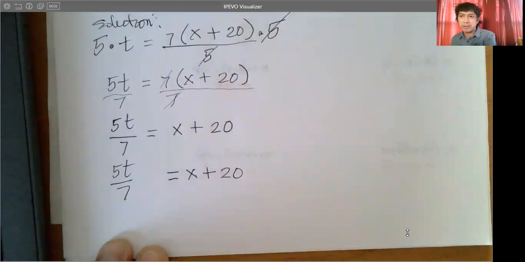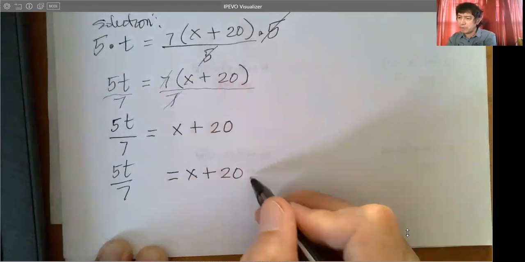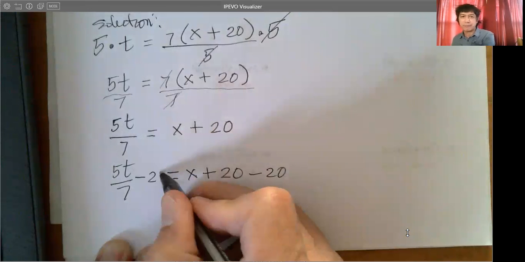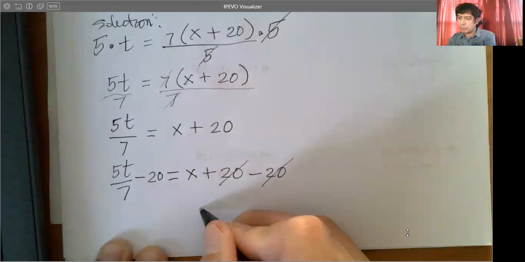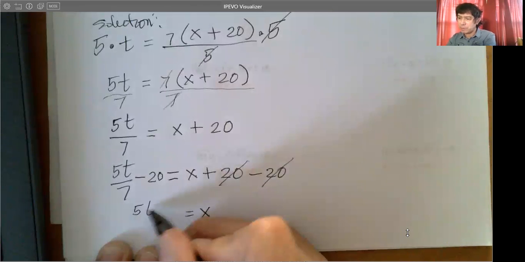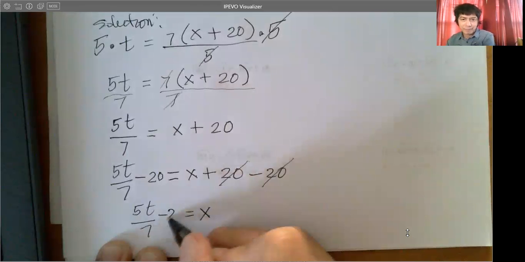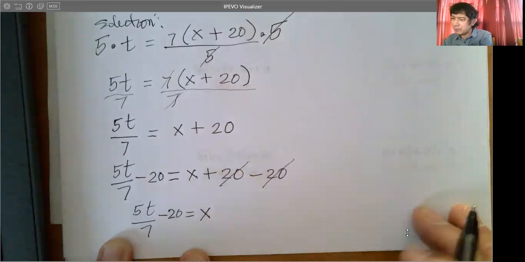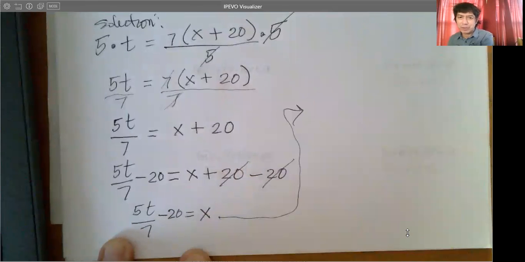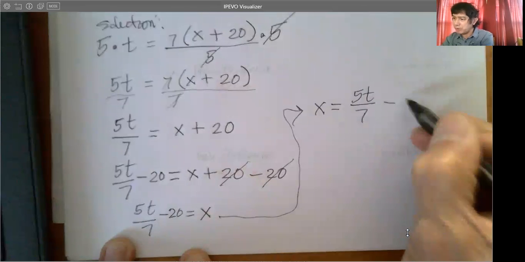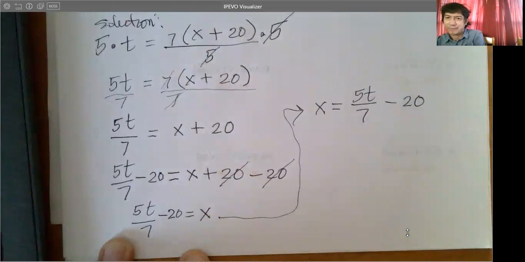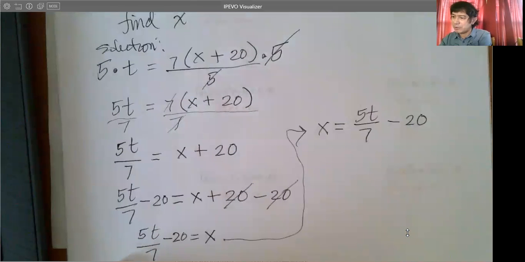Now we subtract 20 there, and subtract 20 at the left. And so this is 0. We now have the x. X is equal to 5t over 7 minus 20. And so our final answer, we shall use the symmetric property: x is equal to 5t over 7 minus 20. That should be our final answer for this example.